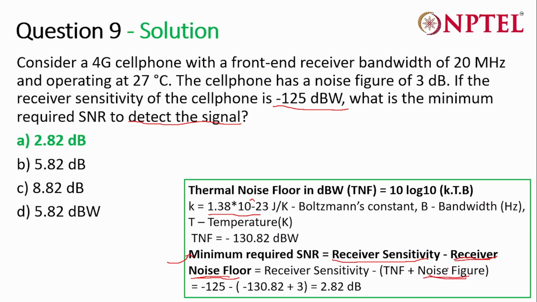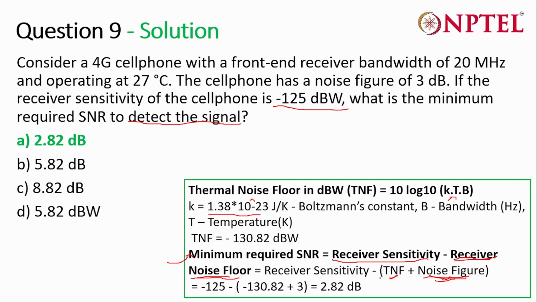So, how we've split here is the receiver noise floor is the sum of thermal noise floor plus noise figure. So, how do you find the thermal noise floor? 10 log 10 of KTB. You know K, you know T. They've given it in Celsius, it's 27 Celsius, so to convert it to Kelvin, you have to do 27 plus 273. Then the bandwidth is 20 megahertz. Here you have to put it in terms of hertz. Then you directly find the thermal noise floor.